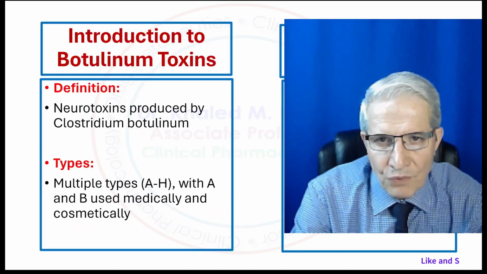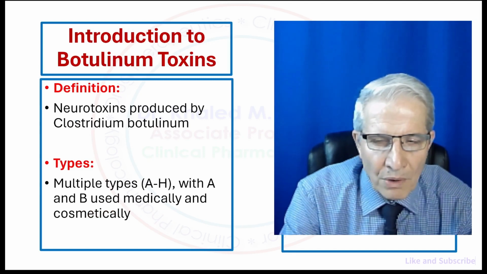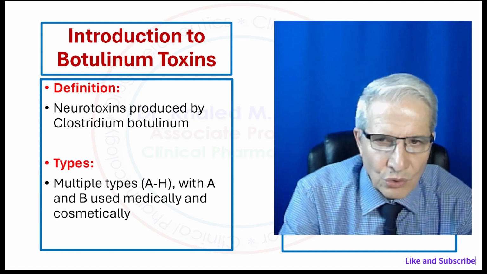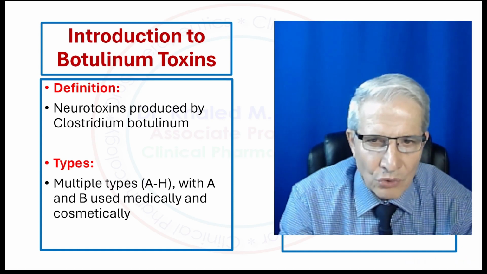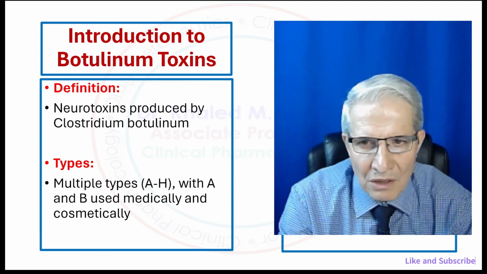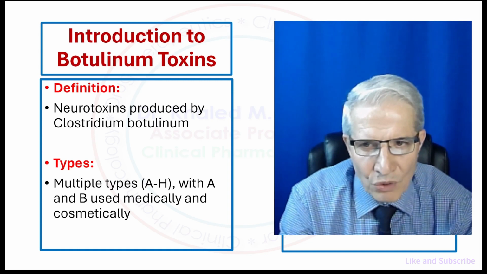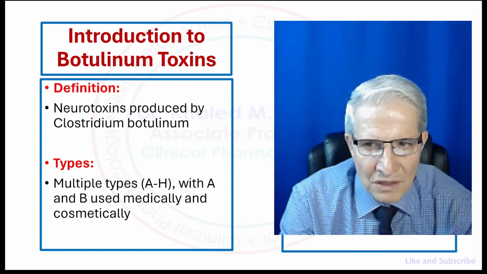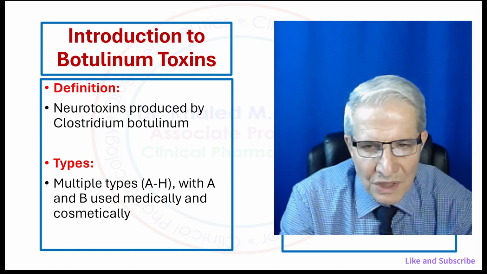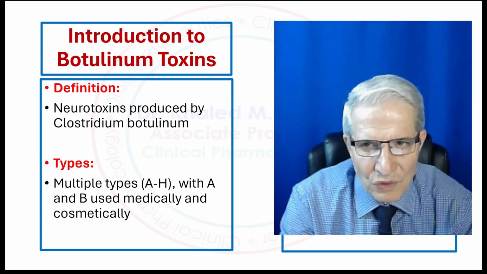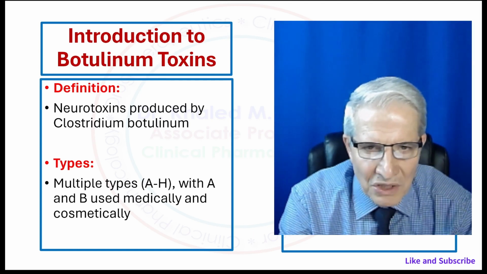As an introduction, botulinum toxin, Botox, is defined as a neurotoxin produced by bacteria called Clostridium botulinum. We have several types of botulinum toxin, types A, B, C until H. The popular ones used in medical practice are botulinum toxin A and B, in medicine and in the cosmetic process.